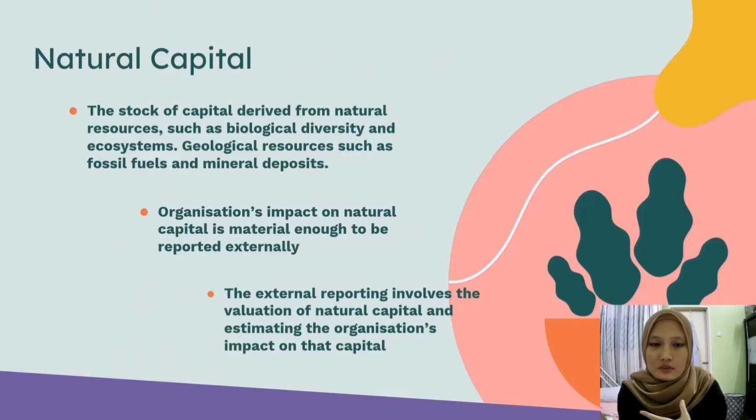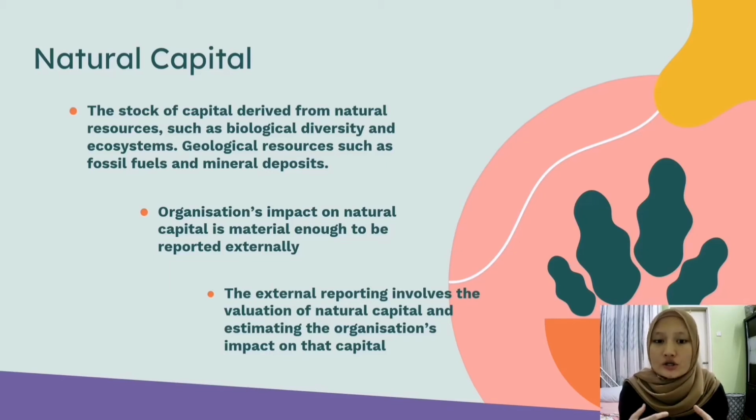After we discussed the difficulties of measuring economic, environmental, and social impacts in financial measures, now we are going to look at the meaning of natural capital. So, natural capital is the stock of capital that derives from natural resources such as biological diversity and ecosystems, as well as from geological resources such as fossil fuels and mineral deposits. It gives us the ecosystem products and services that underpin our economy and provide inputs or indirect benefits to business.